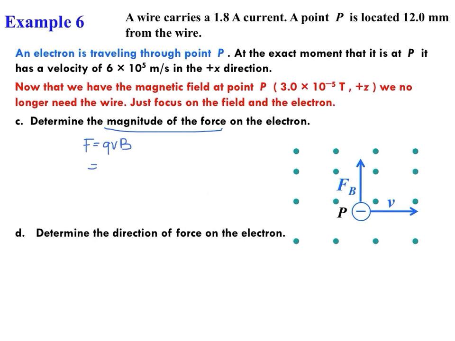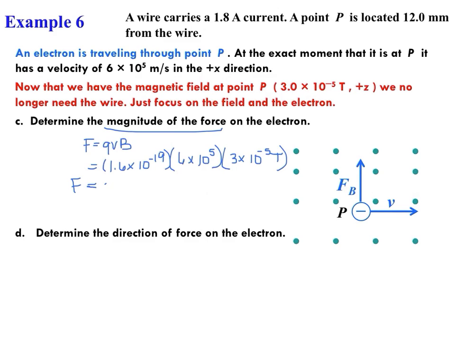Now at this point, we don't even need the wire anymore because we've already determined that an electron is passing at this point, so 1.6 times 10 to the negative 19, that it's moving at 6 times 10 to the 5th meters per second. And then we just solve for the strength of the field, which is 3 times 10 to the negative 5th tesla. It's okay, it's a small number because, again, this is outside of our wire, so that's not unusual.